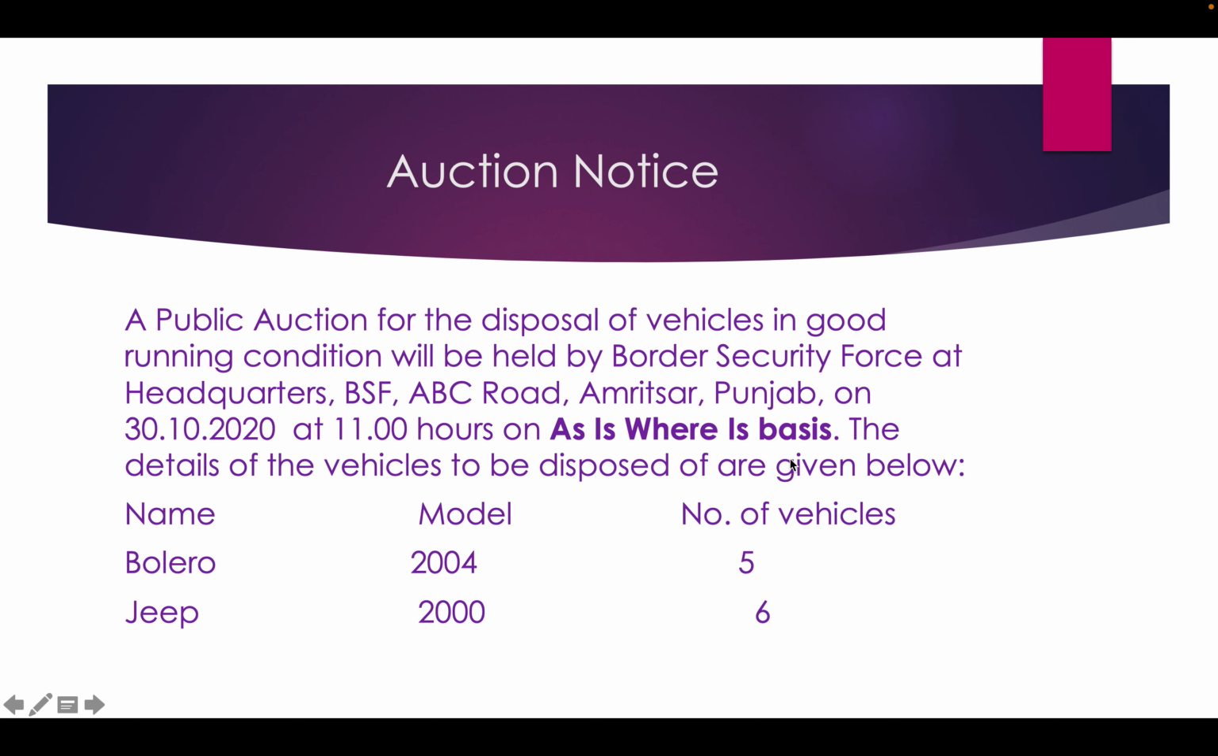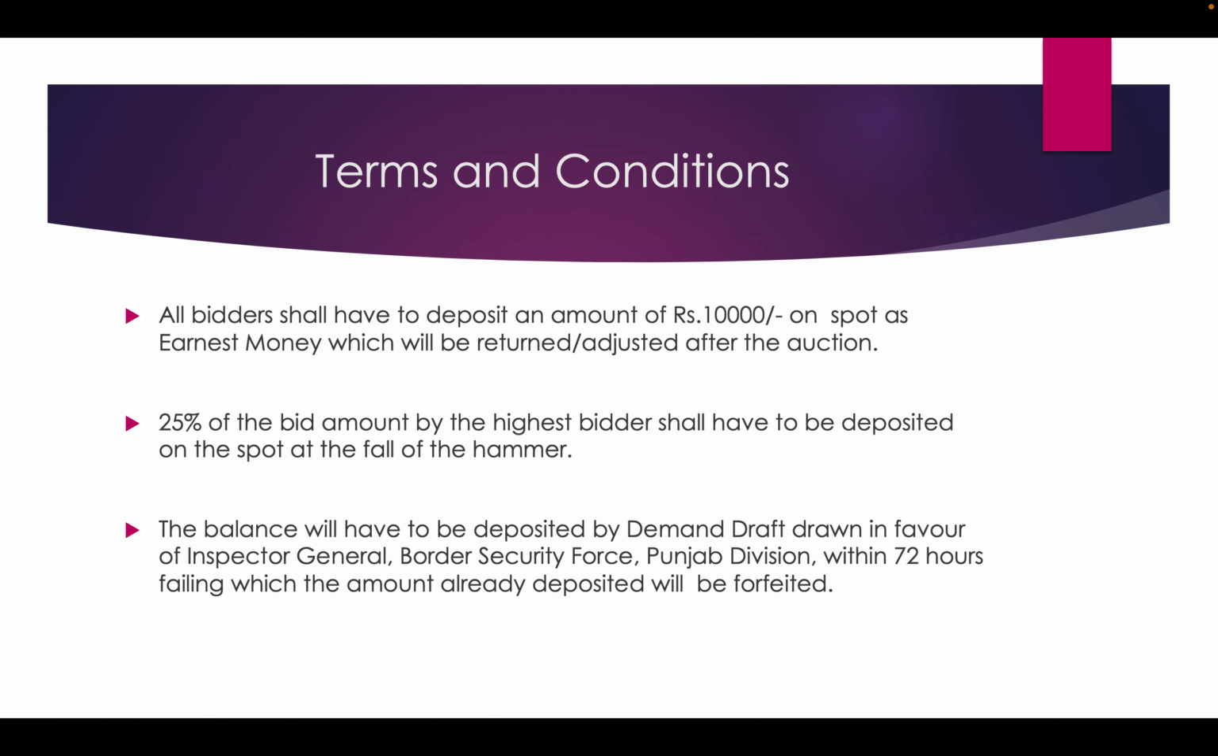All right. The details. Now, the objects that need to be auctioned off have to be given a proper description. All right. The details of the vehicles to be disposed of are given below. Name, model, number of vehicles, this we have mentioned.